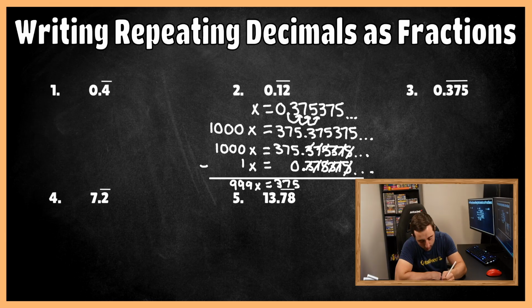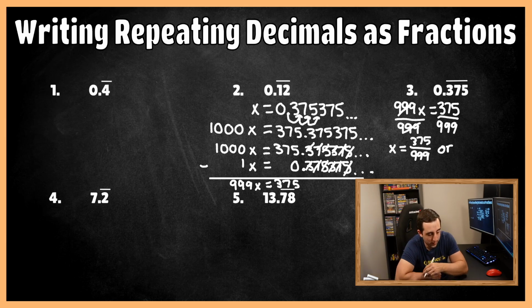I see I'm very, very close to the webcam. So we have 999x equals 375. And now let's go ahead and divide both sides by 999. And we're left with x equals 375 over 999, which can most definitely be simplified.